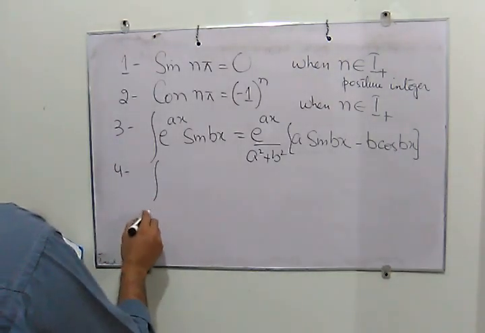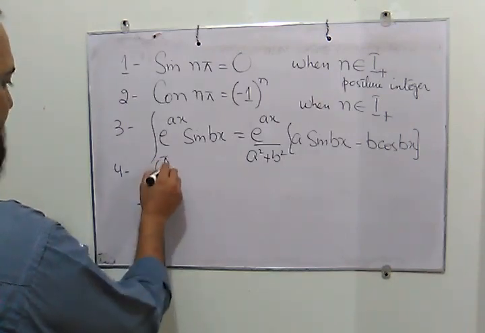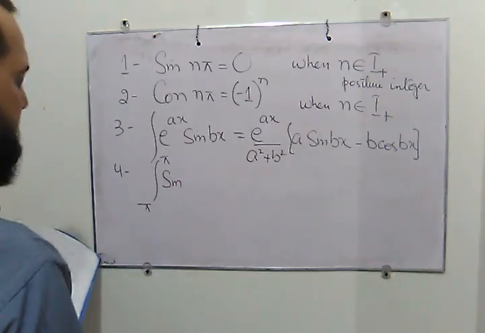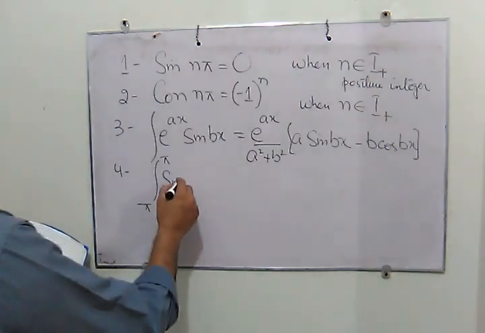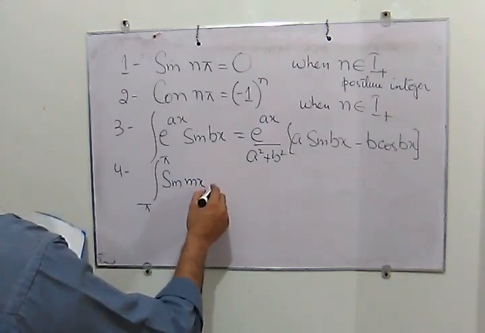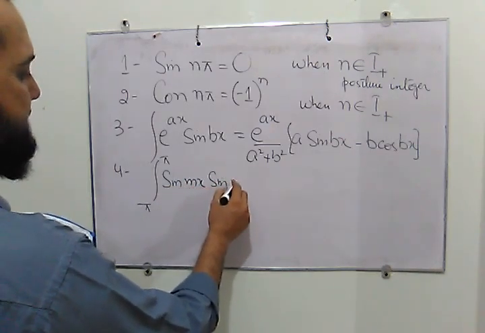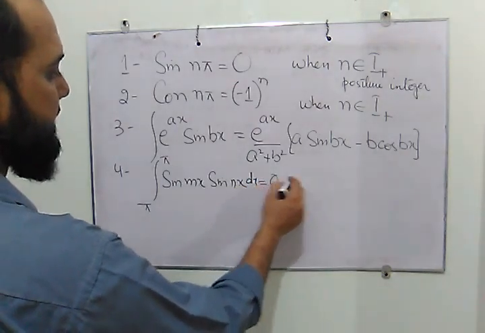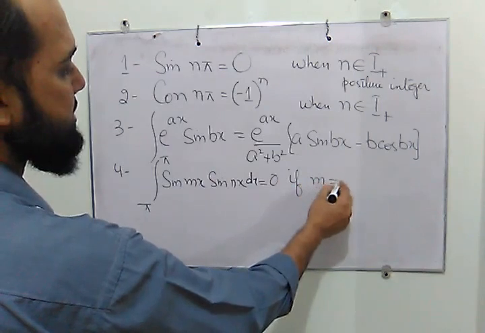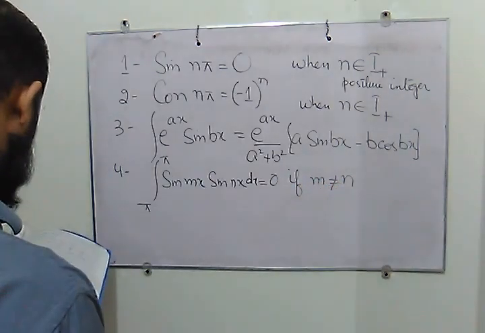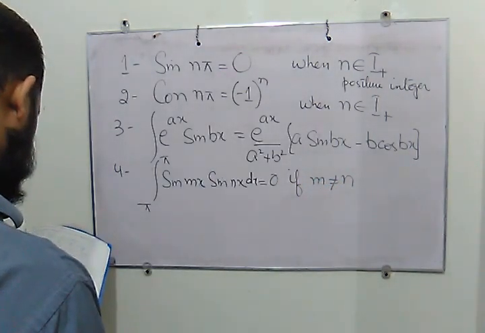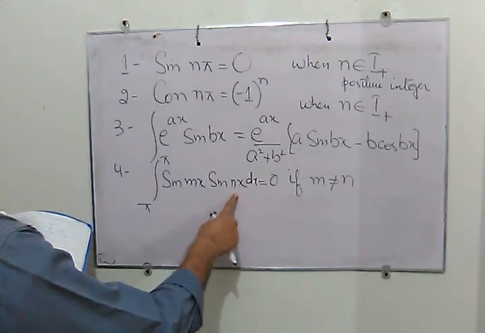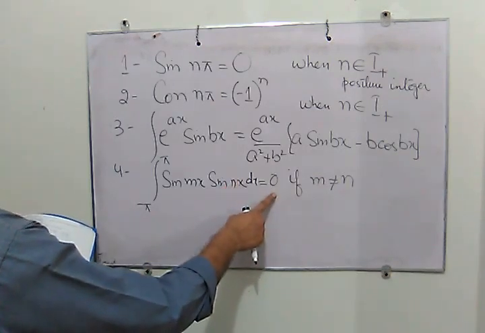One integral is, if we integrate from minus pi to pi, this one is important. We are going to use it in the method of separation of variables. Sin mx and sin nx, this will be 0 if m is not equal to n. If we have sin 2x here and sin 3x here, then this integral would be 0.